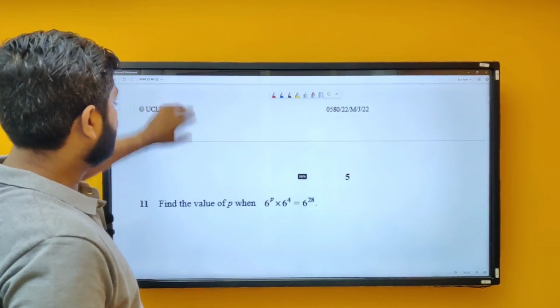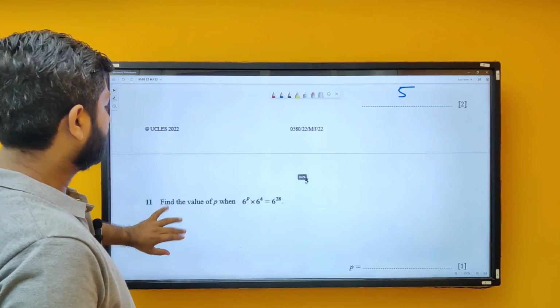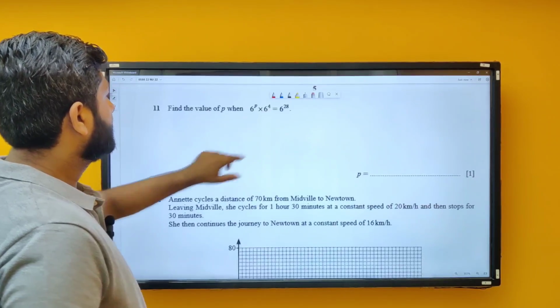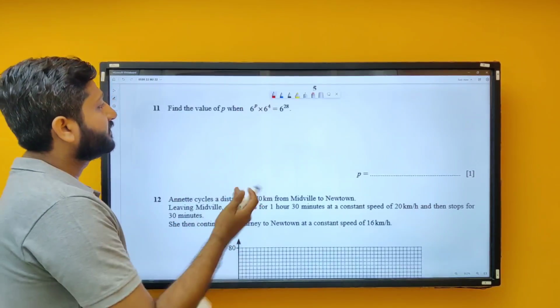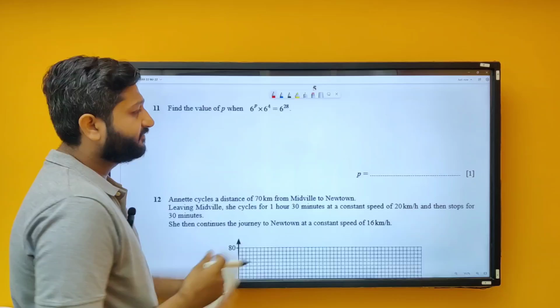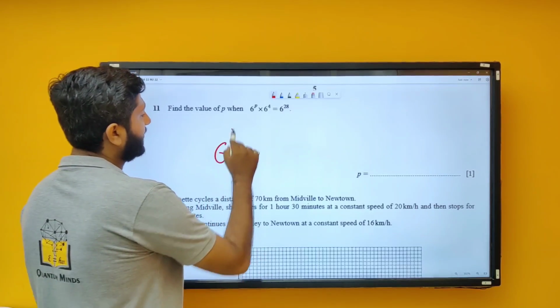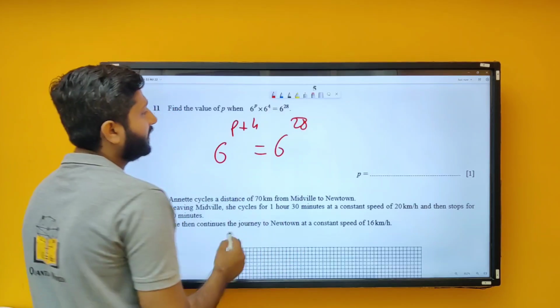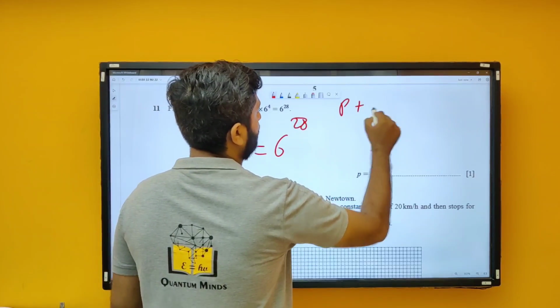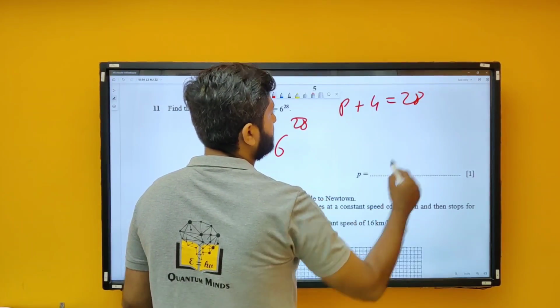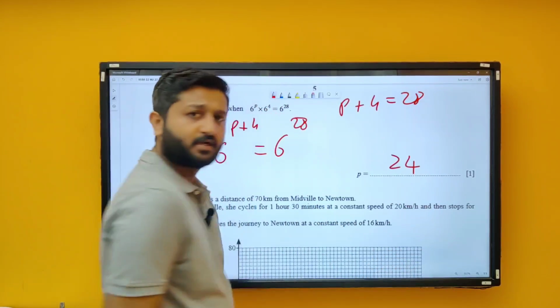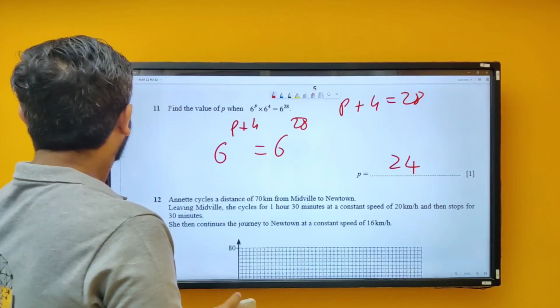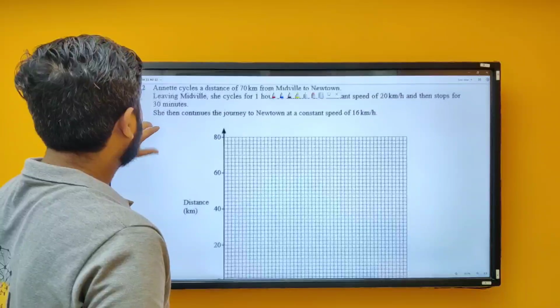Next, find the value of P when 6 power P into 6 power 4 equals 6 power 28. Okay, so if the bases are the same, obviously the powers will get added. So I have P plus 4 equals 28. From here I can see P is nothing but 24, right? Let us move to the next question.